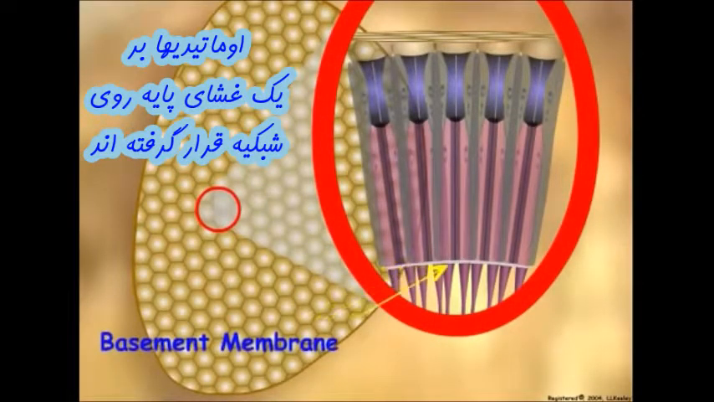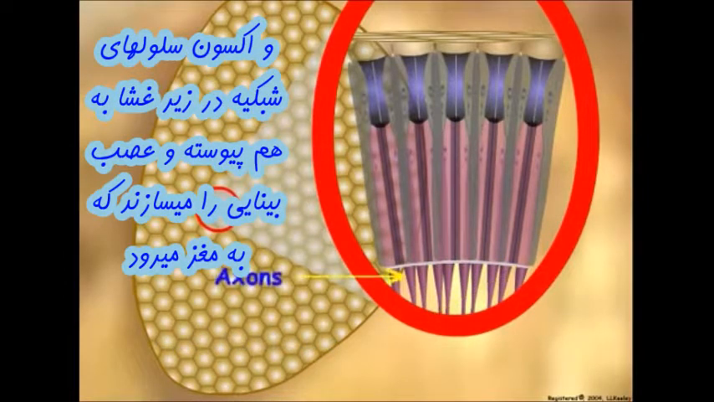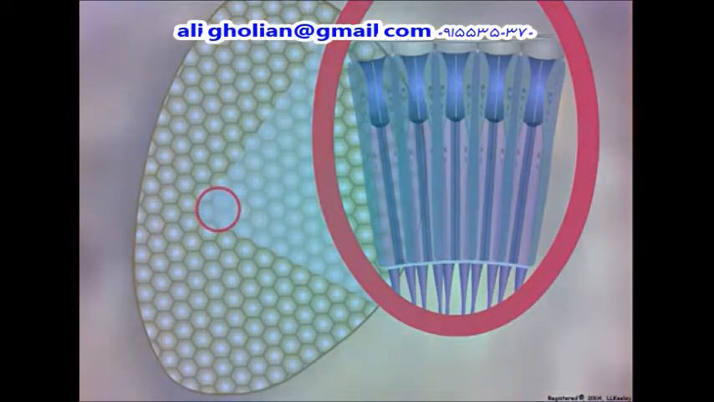Ommatidia sit on a basement membrane in the retina, and axons from the reticular cells combine below the membrane to form the optic nerve that leads to the protocerebrum of the insect brain. Let us see how insect compound eyes function to detect light and perceive visual information.